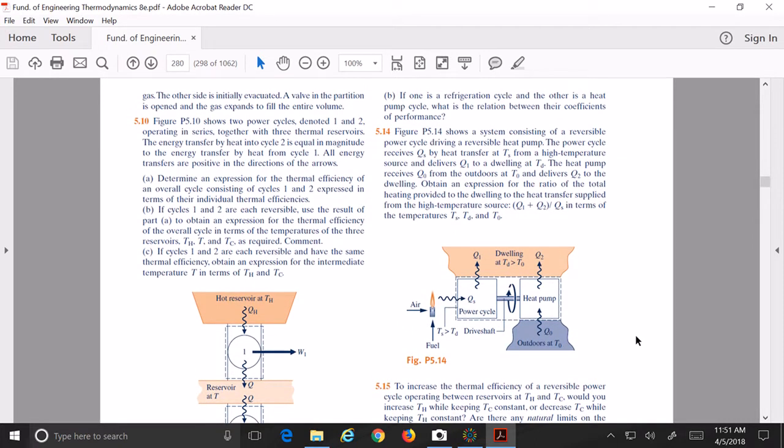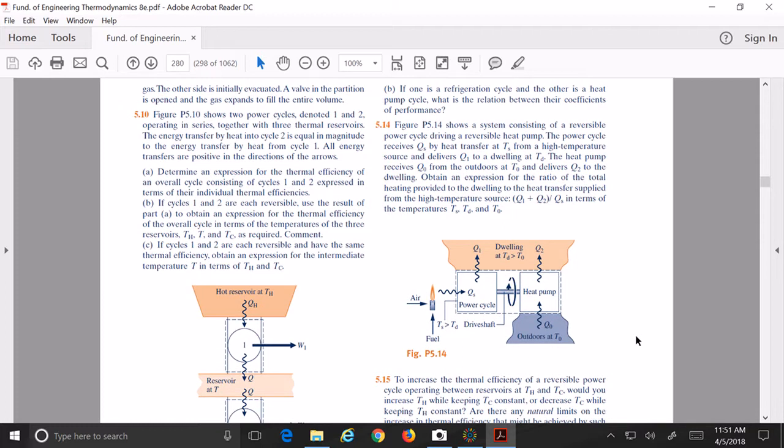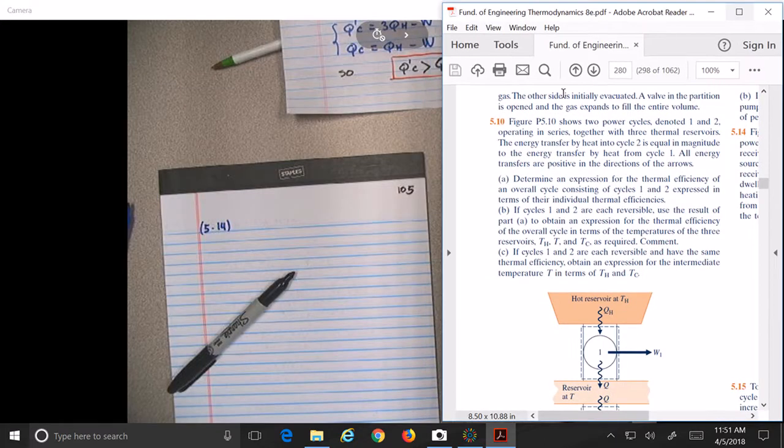The 514, okay? When I read it, let's see what 514 is. Again, you see I pick a lot of problems by the figure, so 514. So let's do the figure. We do it together. Let's see.